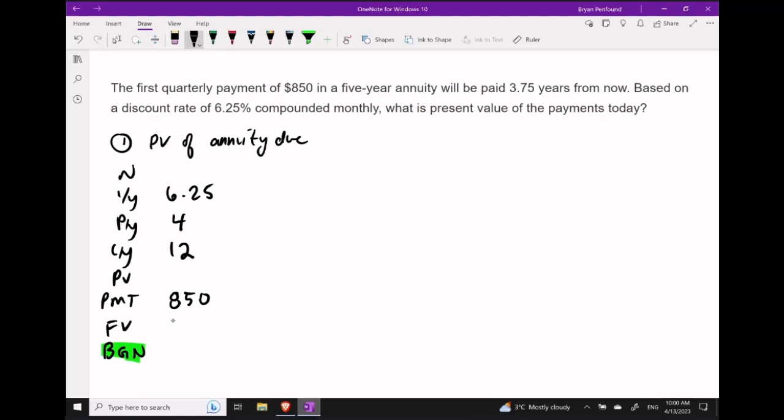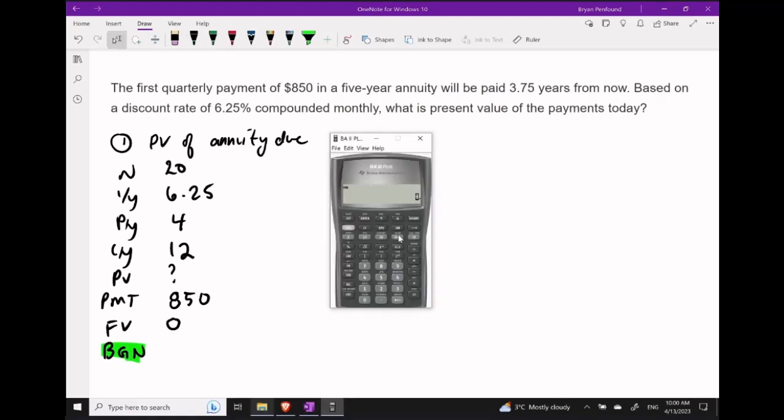Here we'll assume that the future value is 0. We're trying to calculate that principal amount or present value of the annuity, and the last thing we need is N. This is a 5-year annuity with quarterly payments, so we should be getting 20 payments altogether. So let's go ahead and make sure that we are in begin mode on our calculator, and then we can start programming in some of our parameters.